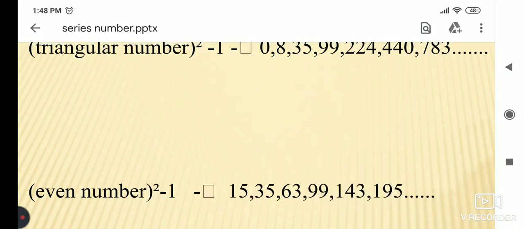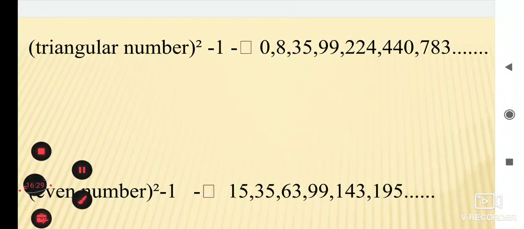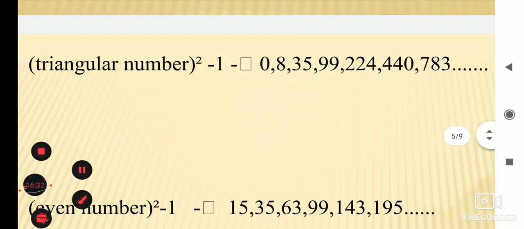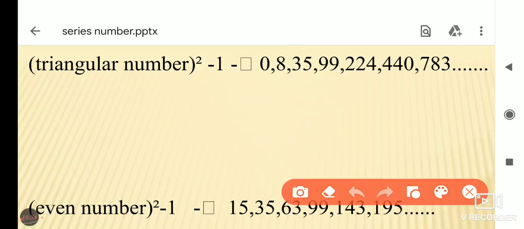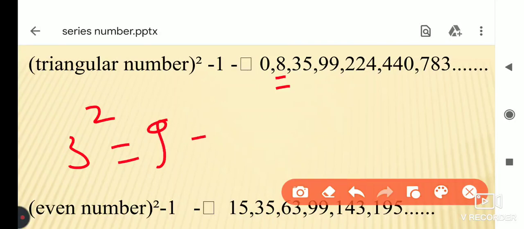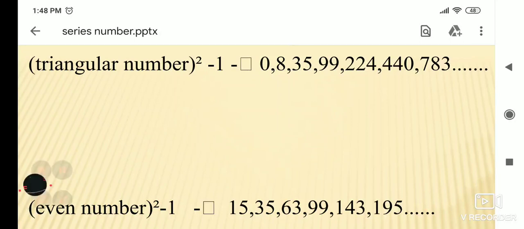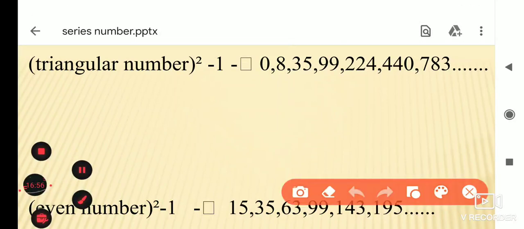Okay, the second number is 8. The second triangular number is 3. So the square of 3 is 9, and 9 minus 1 is equal to 8, we get the second number, that is 8. Okay, the third number is 35.